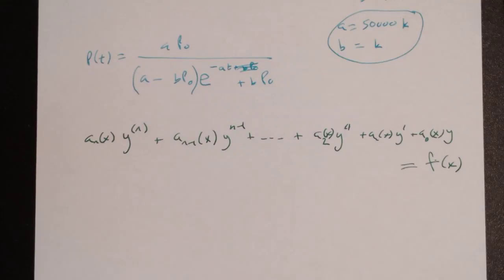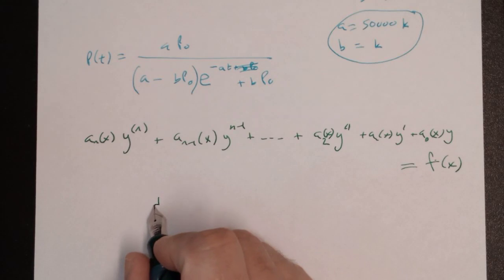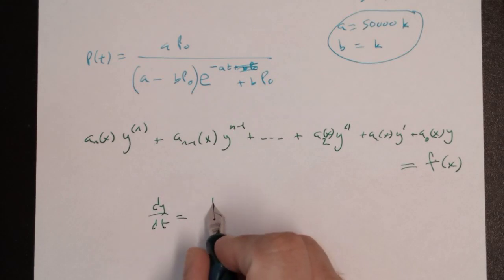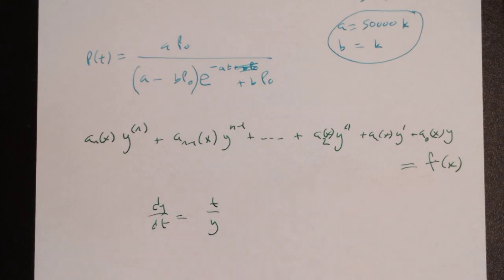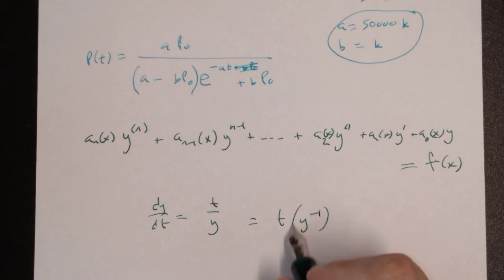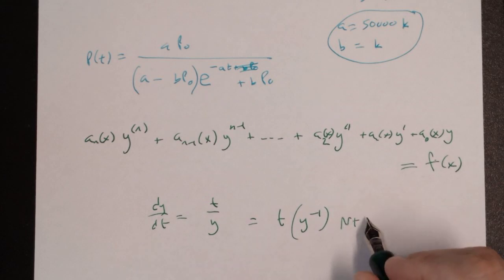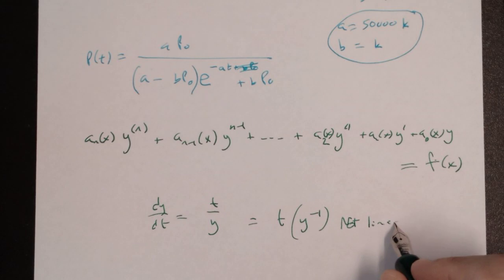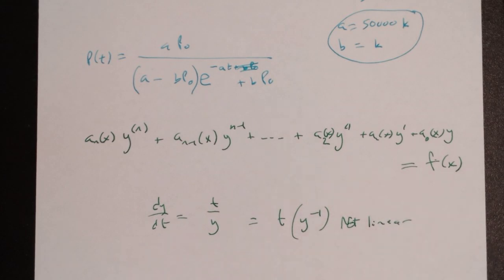Hang on, let me write. dy over dt equals. That is not linear because I could write it as t times y to the negative 1. That's not a derivative, is it? Right, that's my problem. It's not linear. But it is separable.